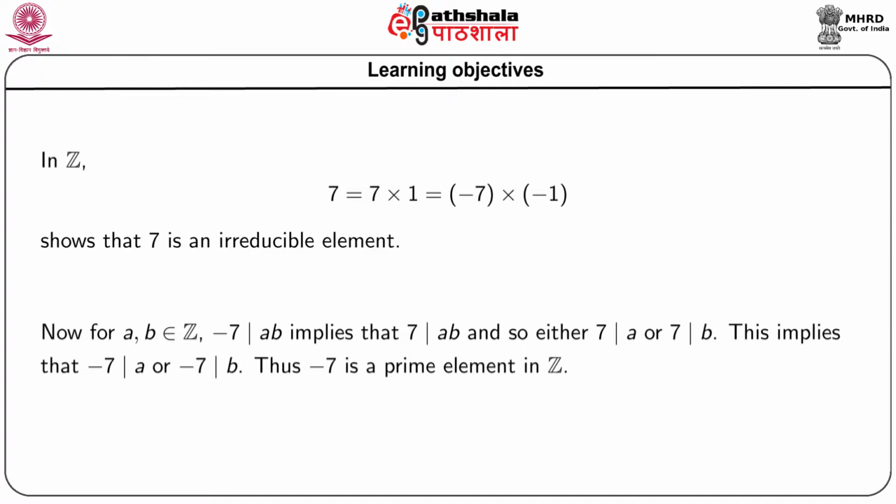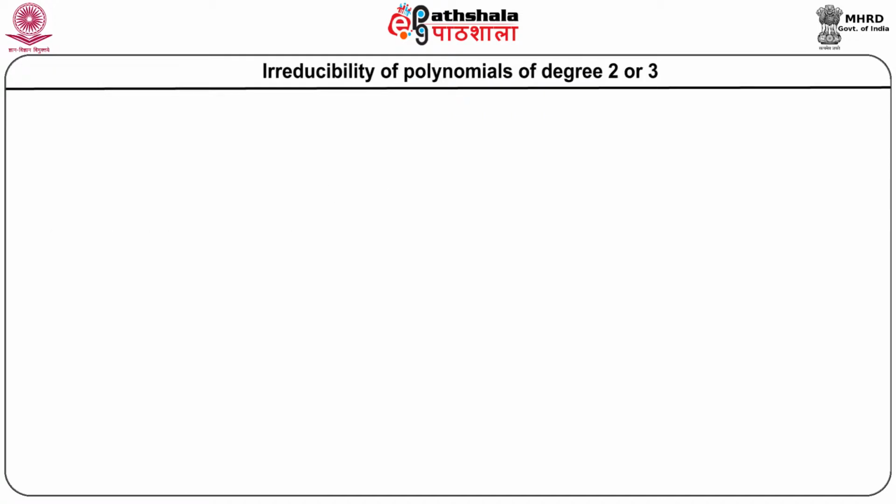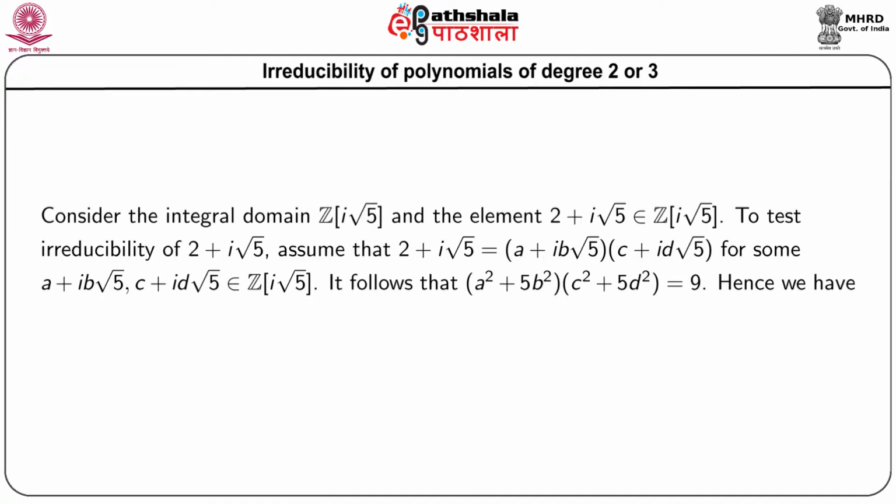Here you note that minus 7 is not a prime integer. By definition, prime integers are all greater than 1. But if we consider Z as a commutative ring with 1, then minus 7 is a prime element. Note the difference between prime element and prime integer. Then it is my responsibility to show that there are elements which are irreducible but not prime, and elements which are prime but not irreducible.